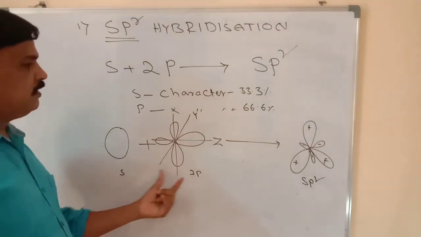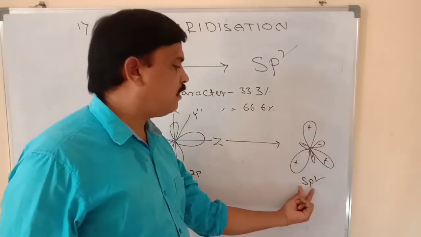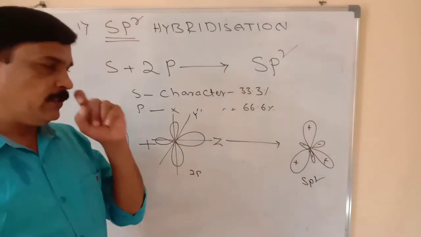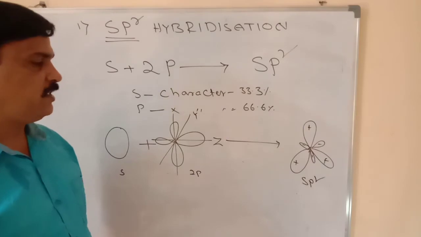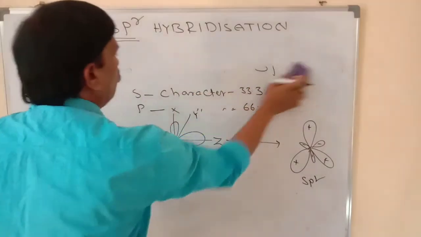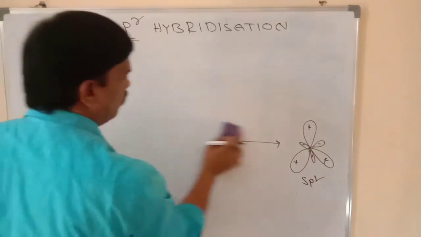Atomic orbitals combine to give an equal number of three sp2 orbitals. Their energy and shape are the same. So this is about sp2 hybridization. In this sp2 hybridization, I want to give one example.